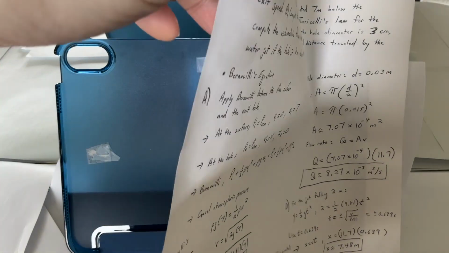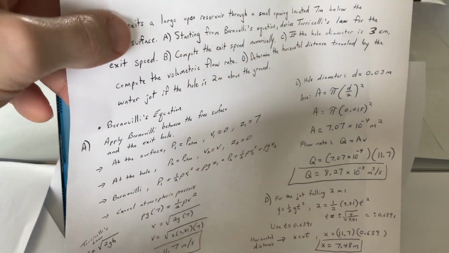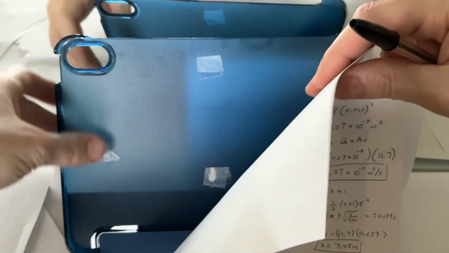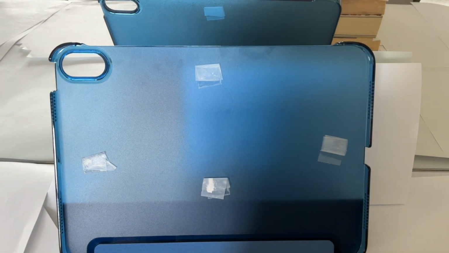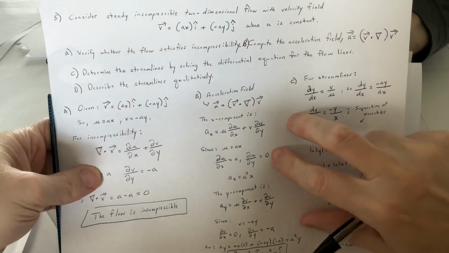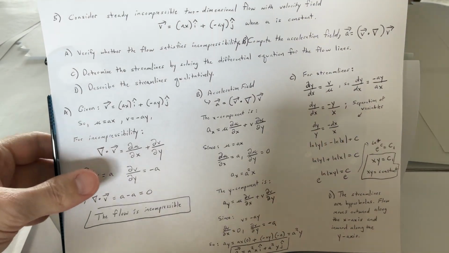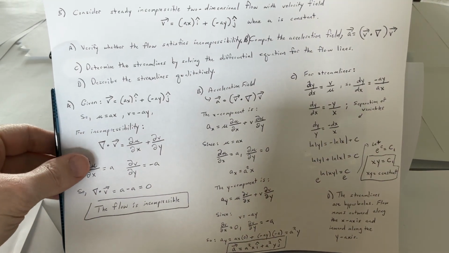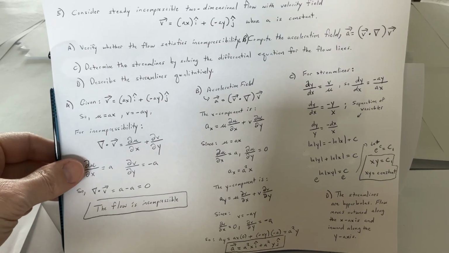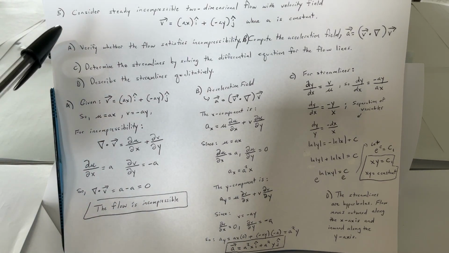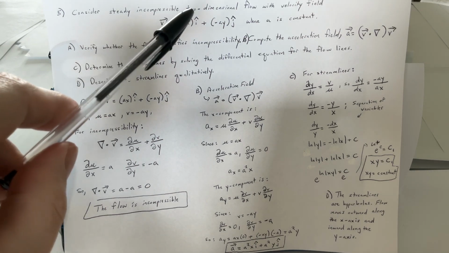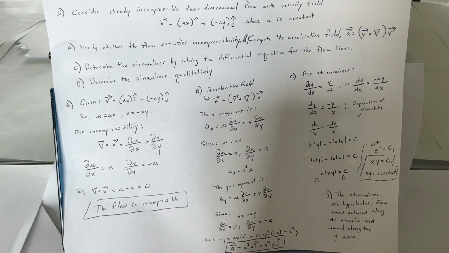Let's move along now to number 5. So, whoops, that's number 4. And number 5, let's see what we have here. Again, I'm just going quickly because you can pause the video whenever you want to look at something. For 5, consider steady incompressible two-dimensional flow with velocity field.